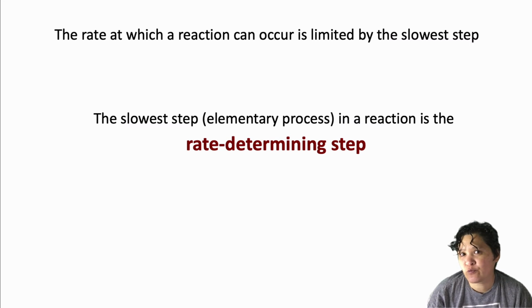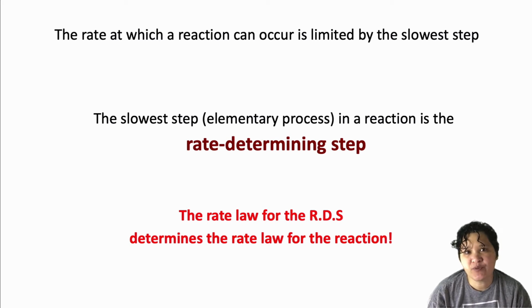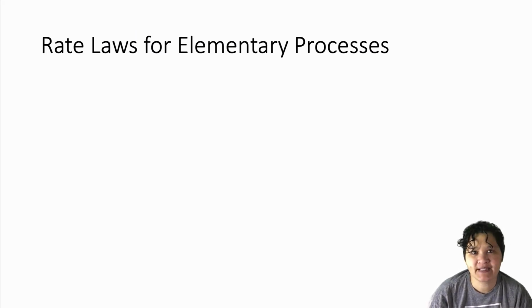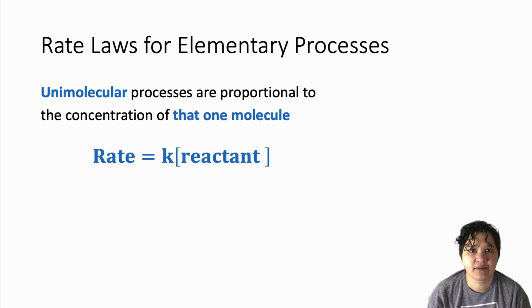The rate law for the rate determining step determines the rate law for the reaction. So remember that elementary processes involve either one or two reactants. If you have a unimolecular process, the rate law is going to be proportional to the concentration of that one molecule. In other words, it's going to look like this.